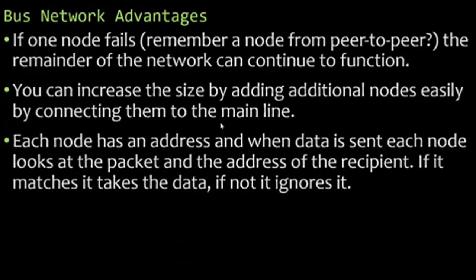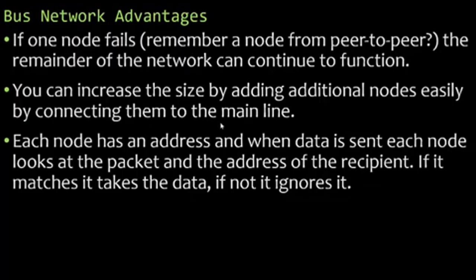Each node has an address, and when data is sent, each node looks at the packet and the address of the recipient. If it matches, it takes the data. If not, it ignores it. Now, packets are just pieces of data. When you send data, it's split up into packets. You can think of messages or data as little envelopes that have an address on them. If it matches the address, it says, hey, that goes to me.